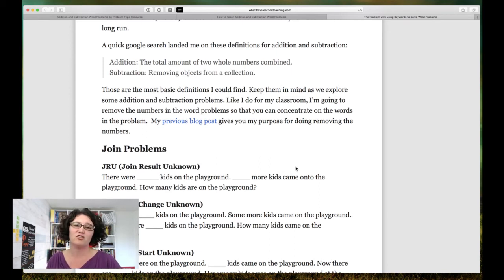So what I want to do is teach students how to read the problem for context and take a look at the situation or the comprehension or what the numbers are actually doing in the word problem. And that's why I remove the numbers so that we can look at the word problem as a reading comprehension activity more than a numbers problem.